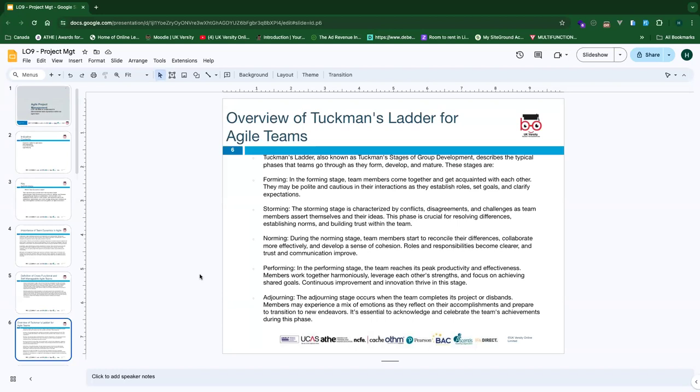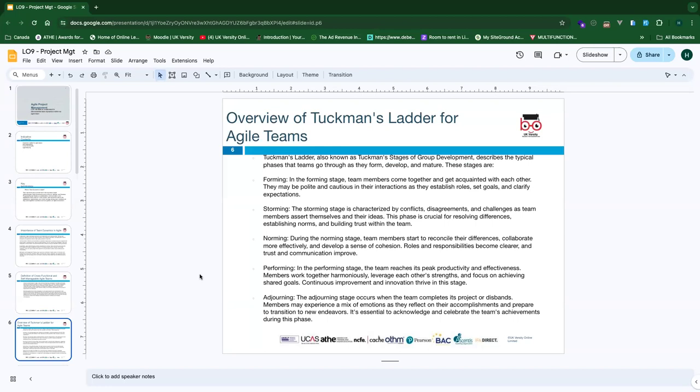So in the performing stage, the team reaches its peak productivity and effectiveness. Members work together harmoniously, leverage each other's strengths, and focus on achieving shared goals. Continuous improvement and innovation thrive in this stage. So literally in this stage, you've all known each other. You're working together, you're trying to pick each other's brain, and obviously you're continuously improving and innovating in that stage.